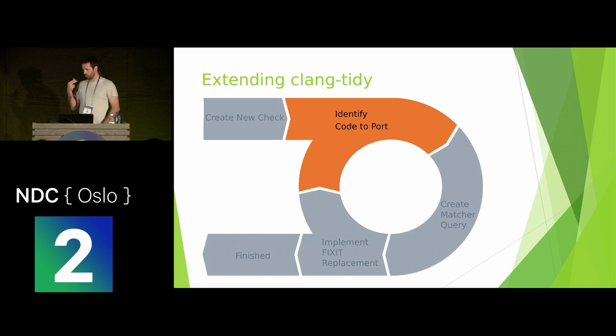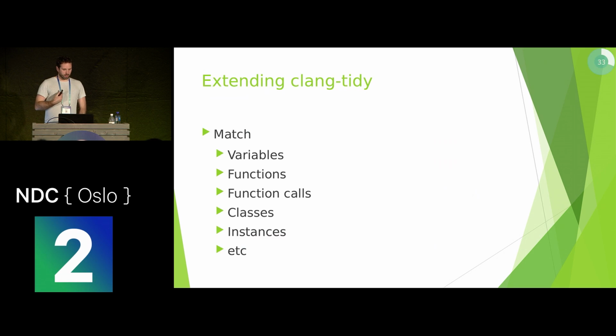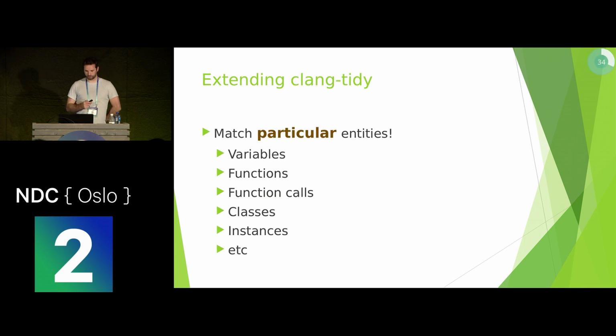So yeah, now that we've created our new check, we need to identify the code that we want to port. And we're going to have some idea. It'll be replacing a type with another type, or renaming something, or putting classes into namespaces, or anything you can imagine. And you'll be able to match on anything that you can conceptualize in your C++ code. Your variables, your functions, your function calls, your classes and your instances of those classes, all of the types, etc. Anything with a name or anything with syntax, you'll be able to treat it as important and match on it.